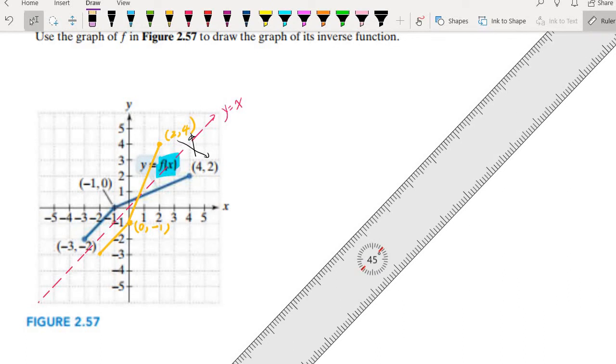Remember, it's just a reflection about your y equal to x. And then we switch the order pair. X becomes y, y becomes x, and then you finish your graph. Okay, so you are done.